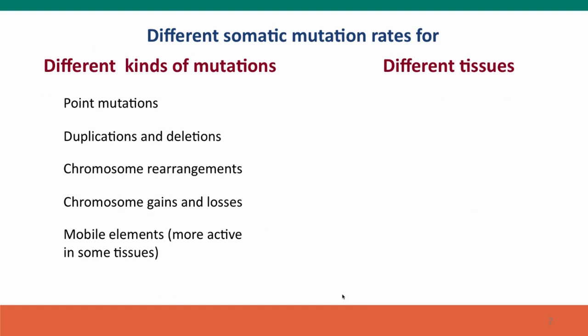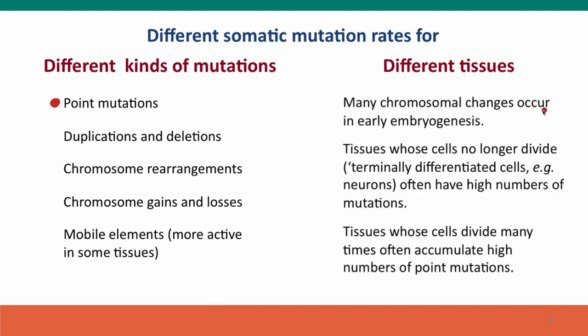Now, the rates of these different kinds of mutations are very hard to predict because different kinds of mutations occur at different rates, and different tissues have different mutation rates as well. So, point mutations occur especially frequently in cells that are dividing. Duplications and deletions, the chromosomal mutations, are generally relatively uncommon, but they have very important consequences when they happen. Mobile elements can be quite common and responsible for a substantial fraction of the mutations in a population.